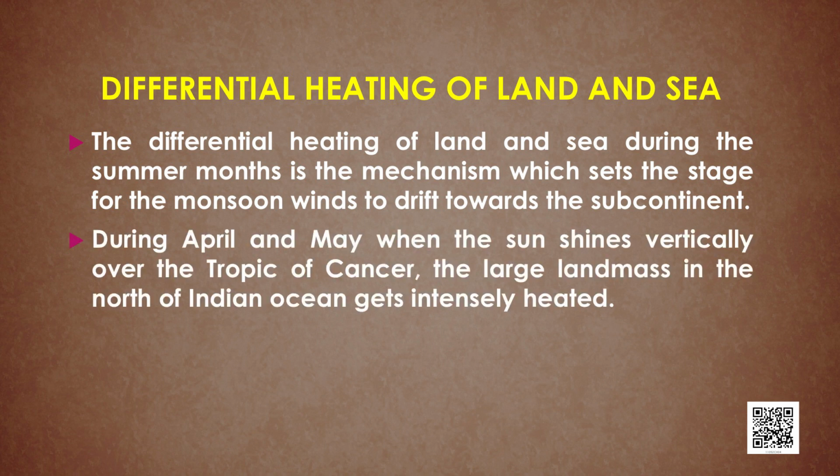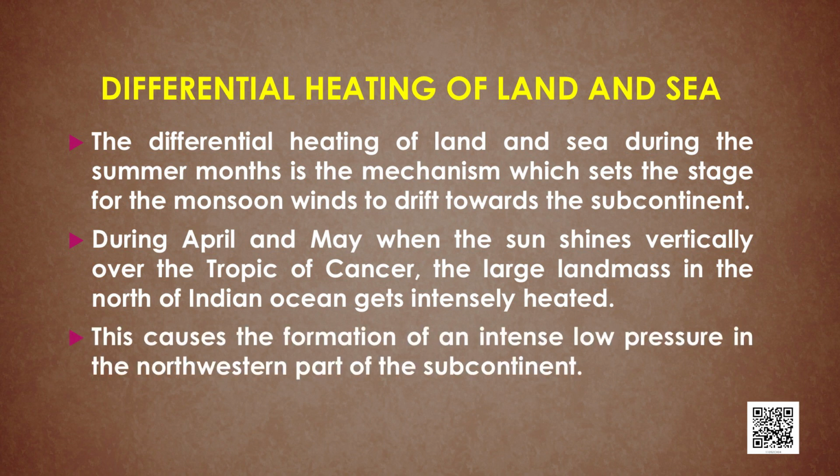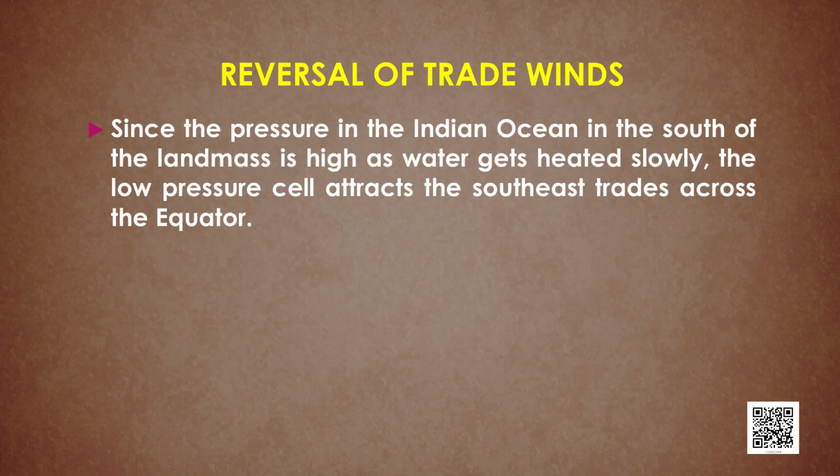During April and May, when the sun shines vertically over the Tropic of Cancer, the large landmass of the northern part of India gets intensely heated. So, there forms an immense low pressure trough in the northwestern part of India. Since the pressure in the Indian Ocean in the south of the landmass is high, what was the theme of the winds, children? That they always blow from the high pressure to the low pressure. And what happens? The water gets heated slowly but the land gets heated fast. So, there comes the drift of the winds.